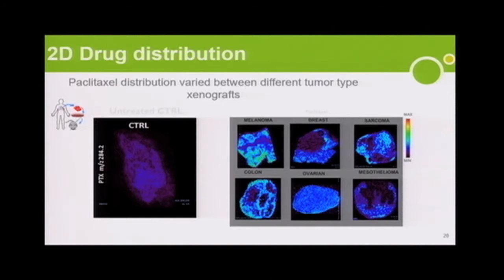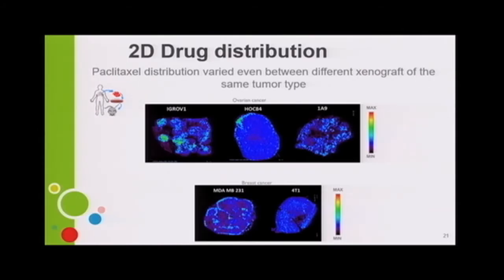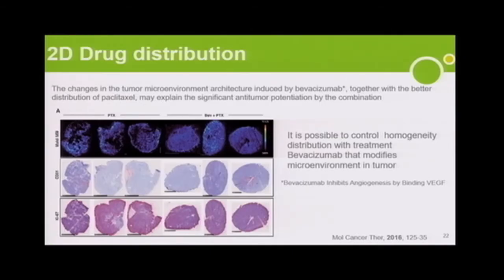Then we went further. Paclitaxel distribution varied also between different tumor types, xenografts: melanoma, breast, sarcoma, colon, ovarian, mesothelioma. You can see that the results we obtained are really heterogeneous. Not only this, but even between different xenografts of the same tumor type, we obtained different distributions of the drug. This was very encouraging because we said, okay, we can really monitor the distribution of the drugs.